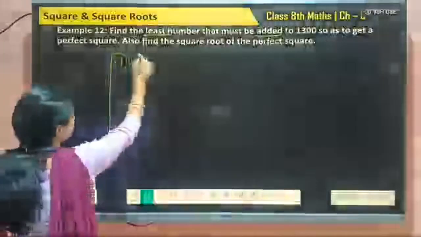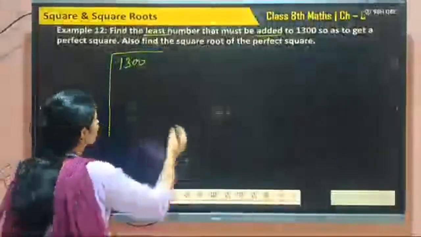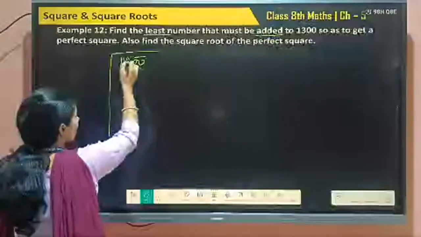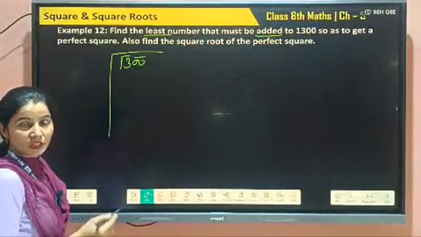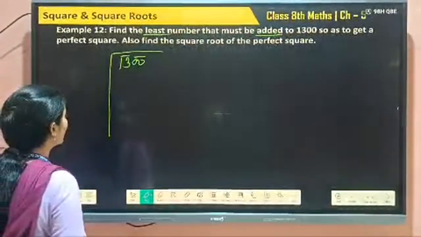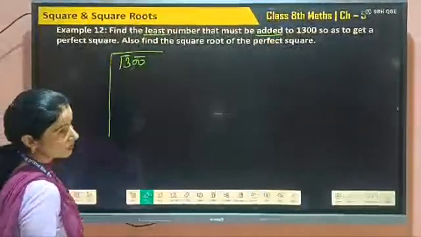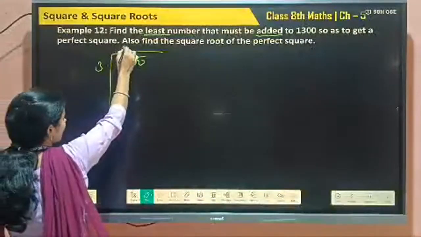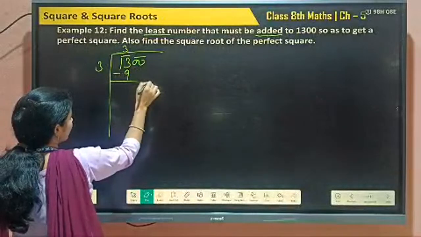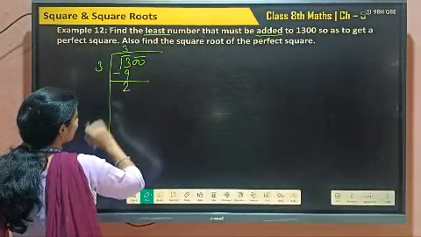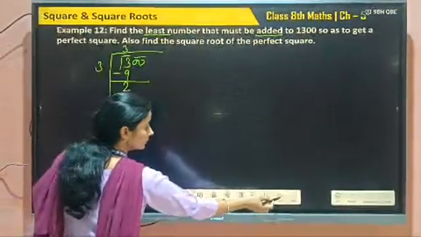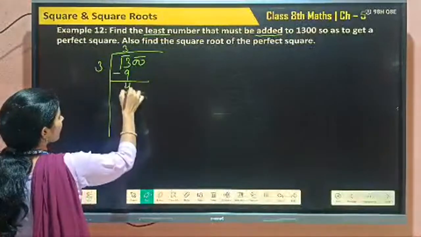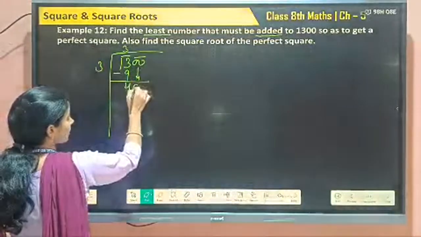Start finding its square root by the division method. Start pairing from the rightmost. These two zeros are in a pair, and then 13. Think about one such number whose square is less than or equal to 13. 3 3s are 9, 4 4s are 16. So I will write 3 3s are 9. Remainder is 4. Then carry down the next pair.